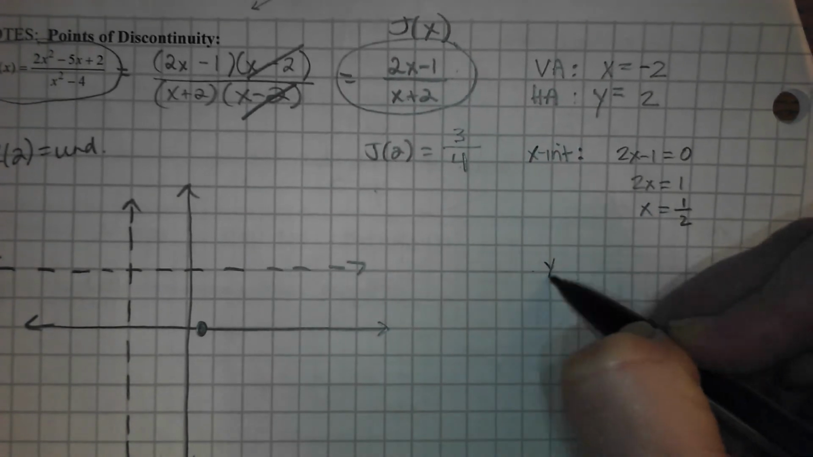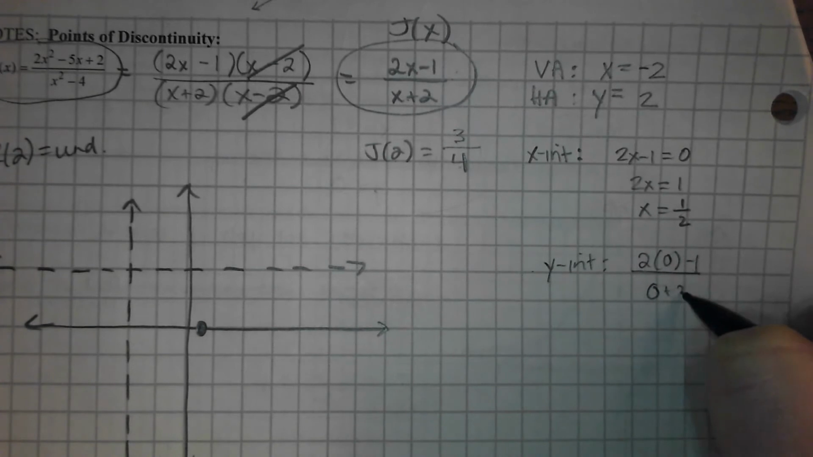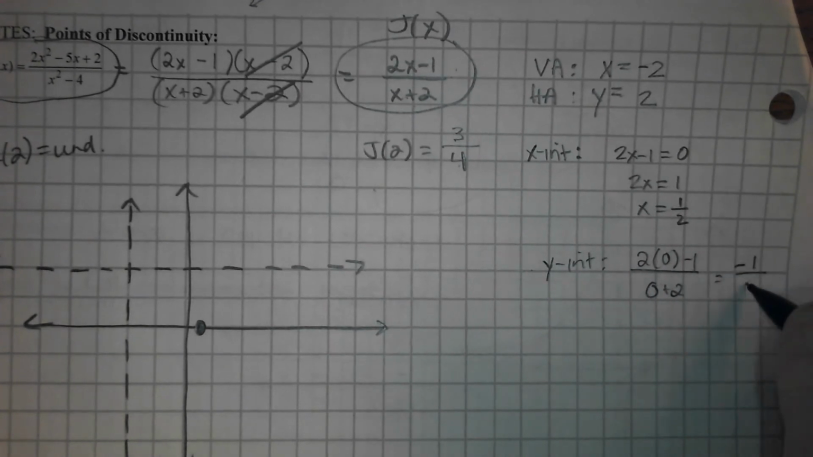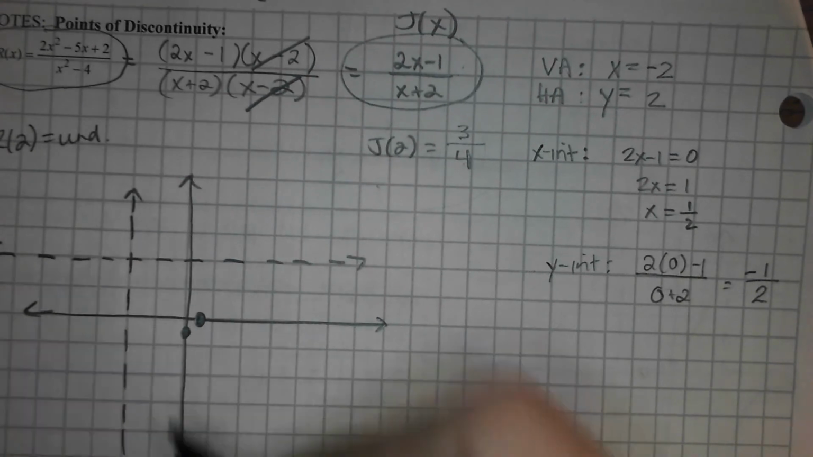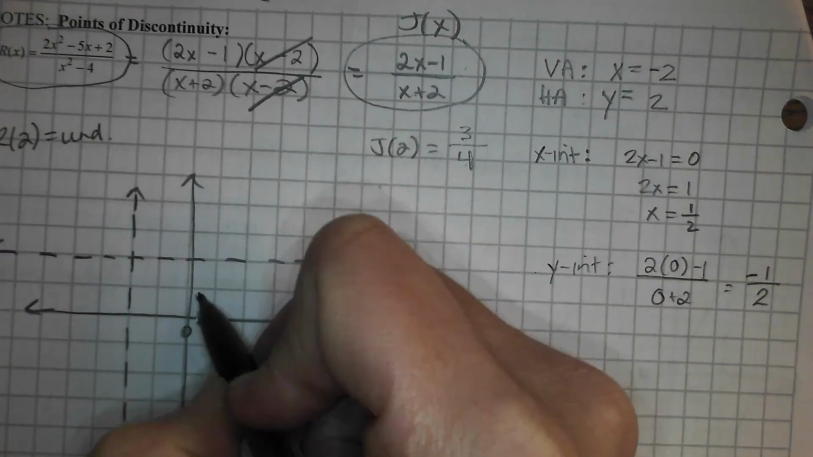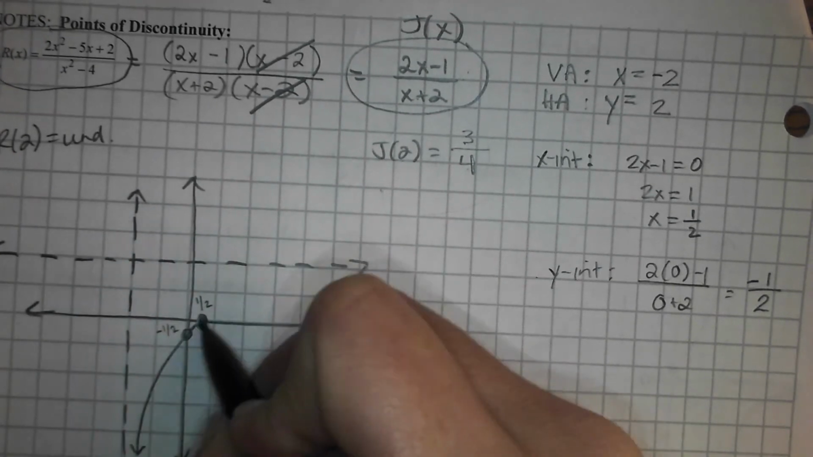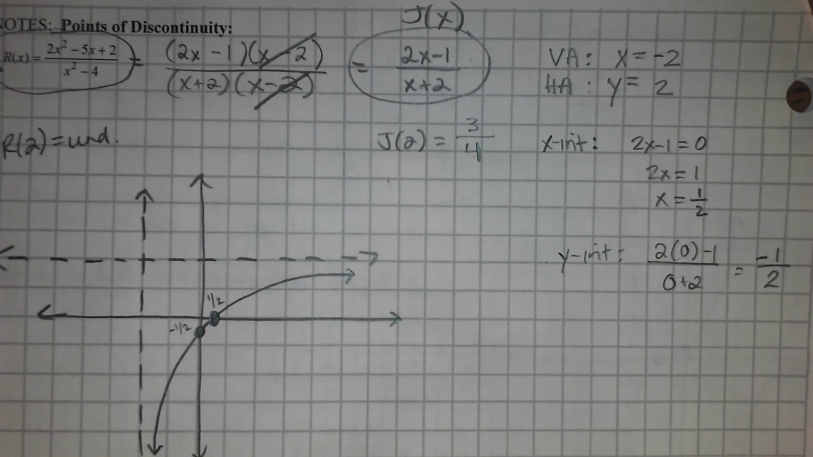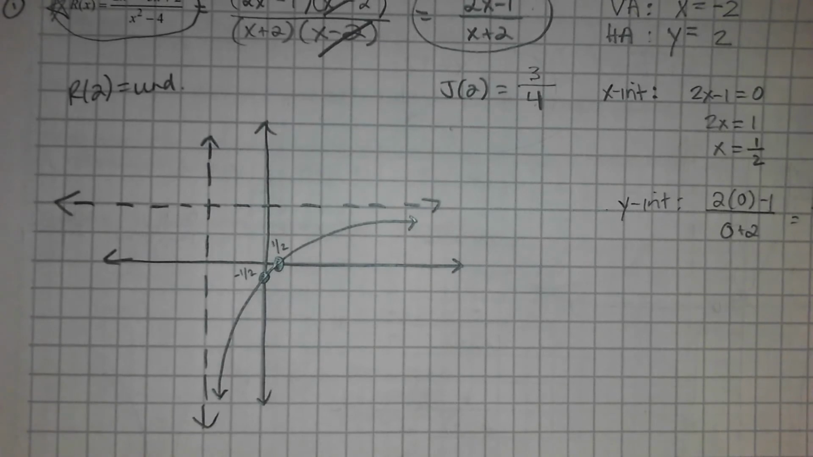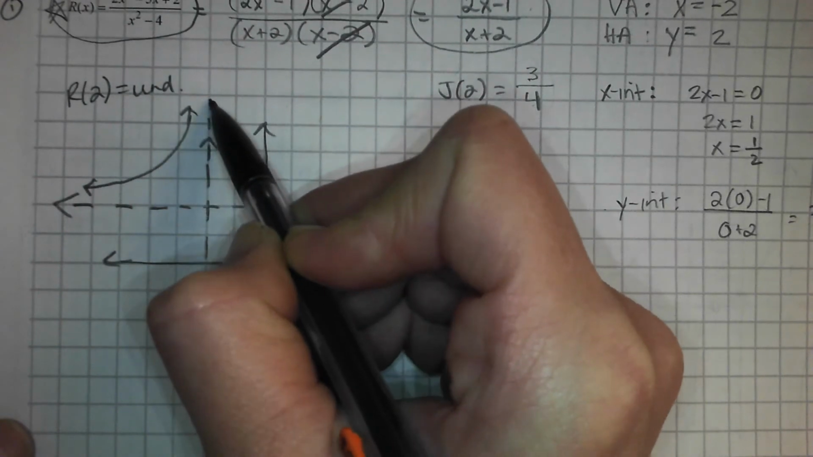The y-intercept, though, plug in 0. You get 2 times 0 minus 1 over 0 plus 2, which is going to be negative 1/2. That's your y-intercept. You want to label those, so this one was 1/2, this one was negative 1/2. And you can kind of connect those, understanding what that rational curvature looks like typically. And then just by default, I don't really care about accuracy of exact points. This is going to be up in that corner.